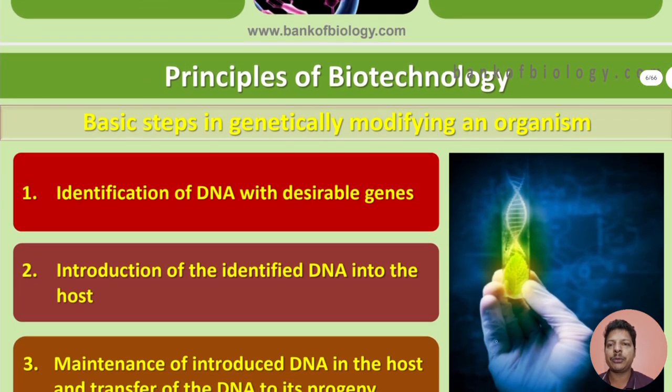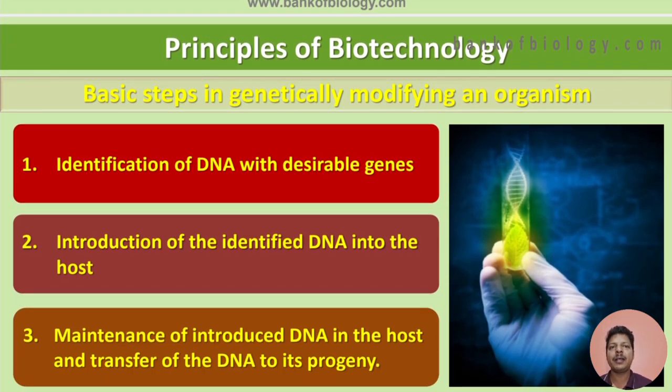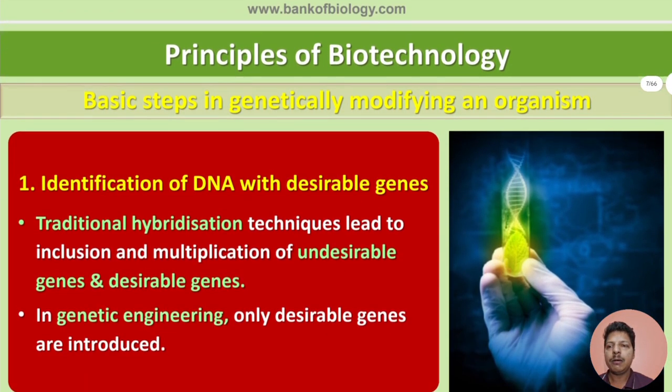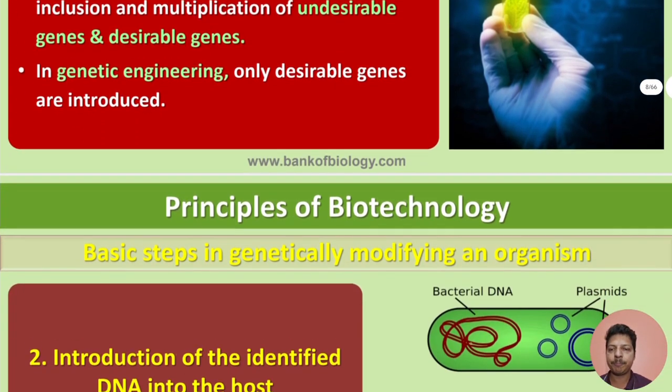Coming to principles of biotechnology, there are basic steps: identification of DNA with desirable gene, introduction of the identified DNA into the host cell, then maintenance of introduced DNA in the host and transfer of the DNA to its progeny. First of all, identification of DNA with desirable genes. Traditional hybridization techniques lead to inclusion and multiplication of undesirable genes along with desirable genes. In genetic engineering, only desirable genes are introduced, not the undesirable genes.